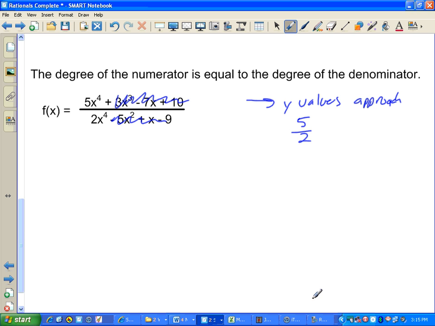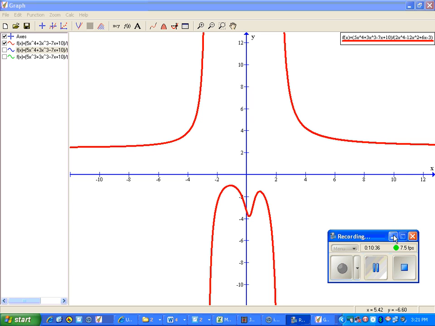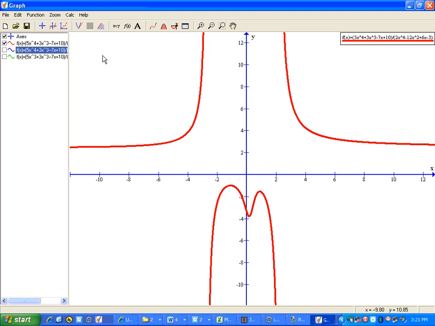So I'll just take a quick second and show you the actual graphs of these, so you can see that it's actually doing this. I've graphed some that meet all three criteria here. This red one is when we have the same power on the top and bottom. So my leading term is 5x to the fourth, and on my bottom it's 2x to the fourth.